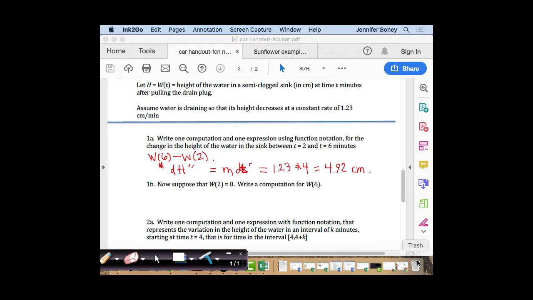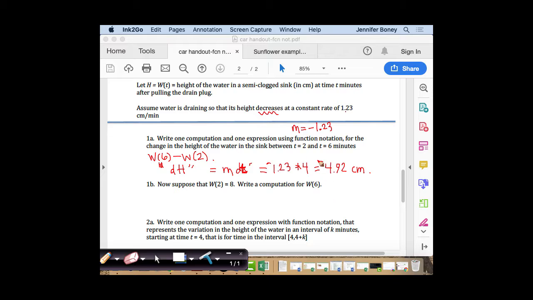Now, why did I want to write this out? What's going on with the water in the sink? Is it filling up or is it emptying out? Yeah, it's draining. So what am I missing here? There's a negative. That 1.23 is the rate of change, but it's actually decreasing. So if I want to be specific and indicate that, I'll use m as a negative number. Although you don't see a negative here, I know that it's decreasing at this rate of 1.23 centimeters per minute. So I can think of m being negative 1.23.